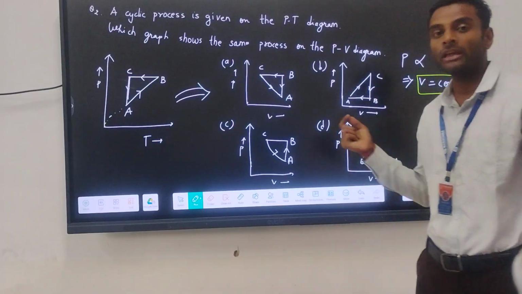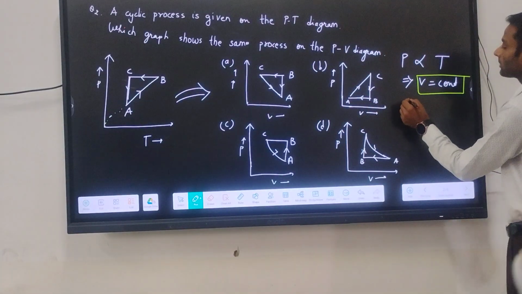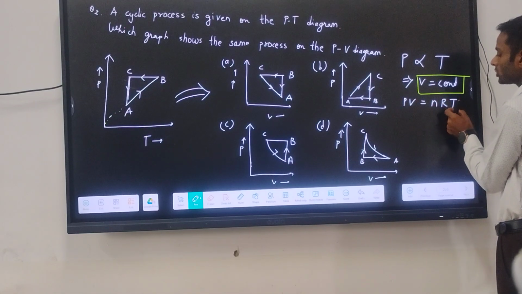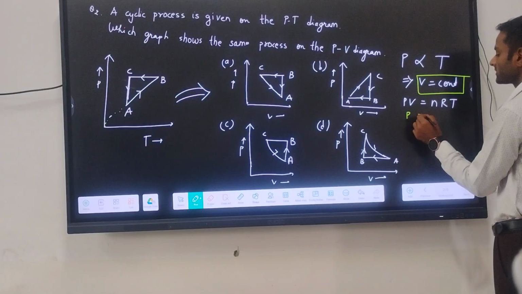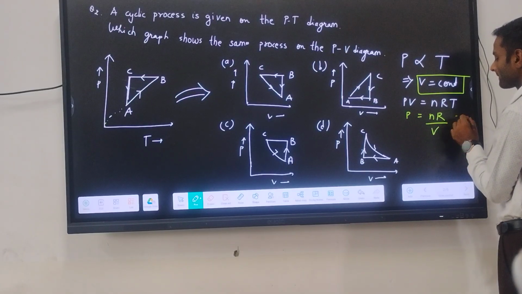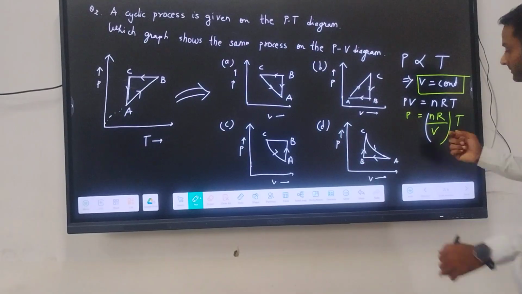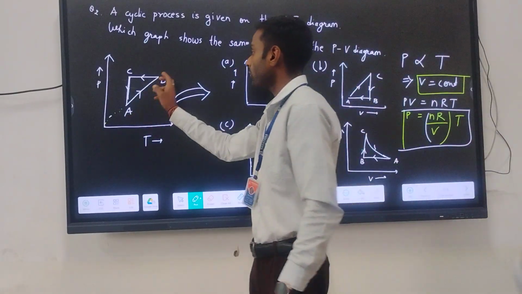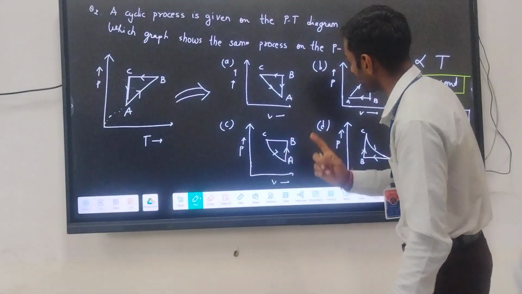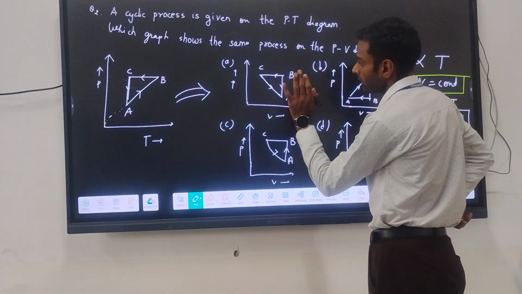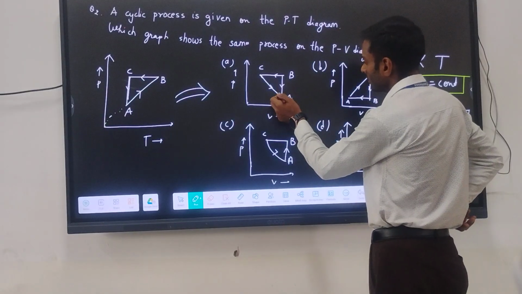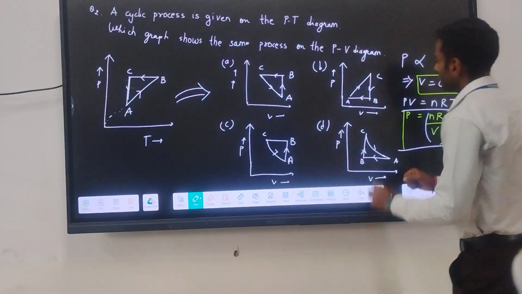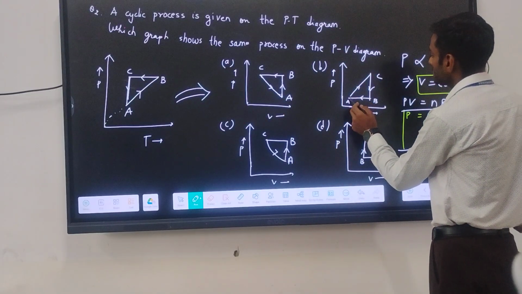How do we get this? Through the ideal gas equation. If P is directly proportional to T, that means V is a constant. So first, that AB process is a constant volume process. So AB is a constant volume process. So the direction, I guess, should be like this.